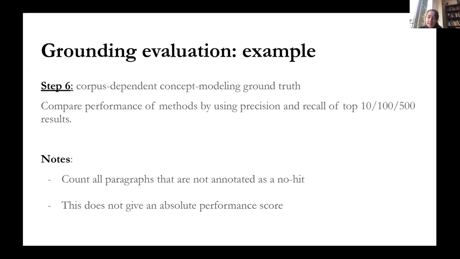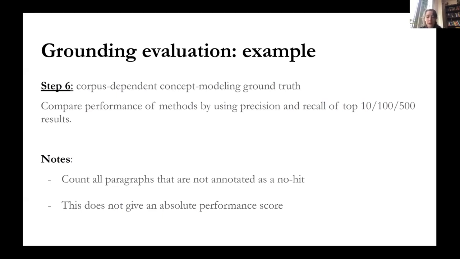And because the annotation data set does not cover the entire corpus, when used to calculate standard performance measures such as precision and recall, one needs to choose how to deal with the paragraphs that were not annotated. And the hypothesis is that by using this method, this six-step procedure, you will have annotated close to all relevant passages. So all paragraphs that are not annotated can be counted as a no hit or irrelevant. However, because you have no guarantee of actually having annotated all relevant passages, these ground truths can only be used to compare models to each other, but not to compare to other measures.